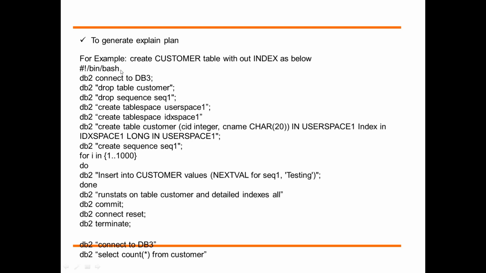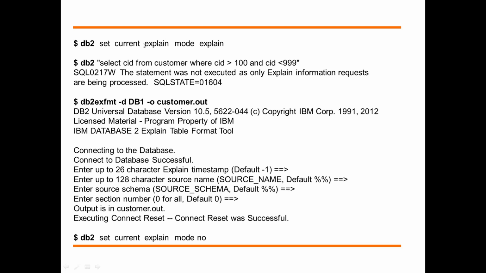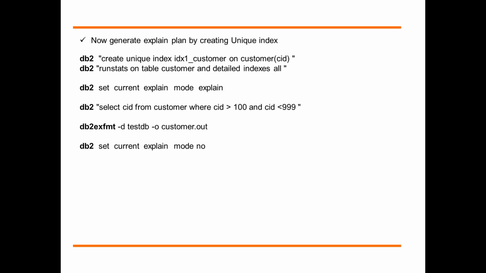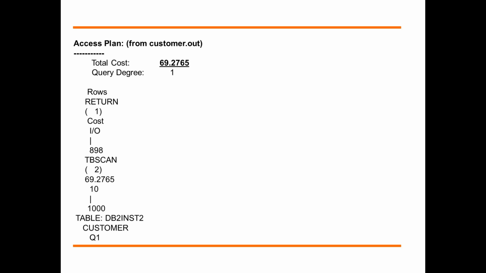To show this live, I'm creating some objects. You remember this example? We used it in the admin move table concept. This is what I have to do: set current explain mode to explain and run the query. This does not really run the query, but it will just show the explain plan. Now let me run these steps so that I can show you what the explain output looks like. The second way to look at it is db2expln.